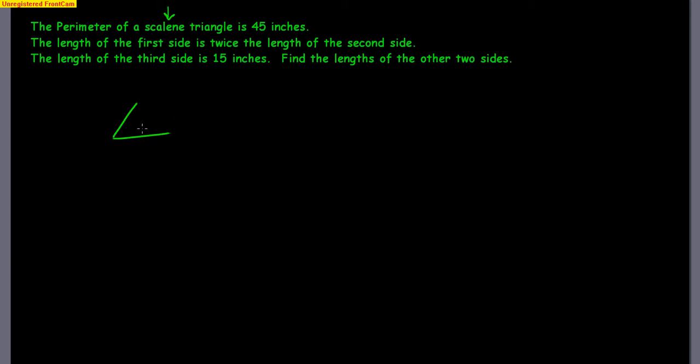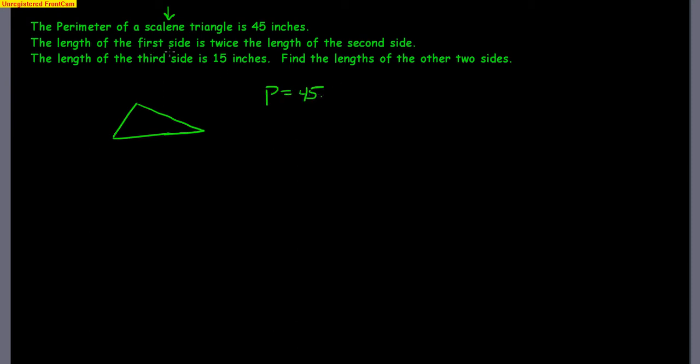Let's draw ourselves a triangle. A lot of times in word problems, instead of going let x equal whatever, I like to draw a picture and label it. That'll take the place of that. So they're talking about perimeter. Remember, perimeter is adding up all the sides. They say that the perimeter is 45 inches, so I'm just going to jot that right down here.